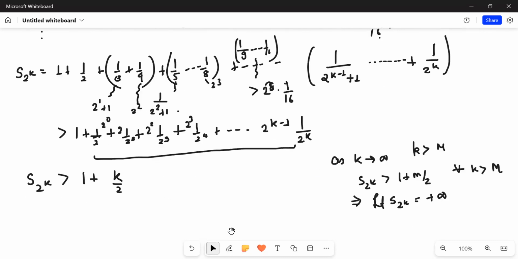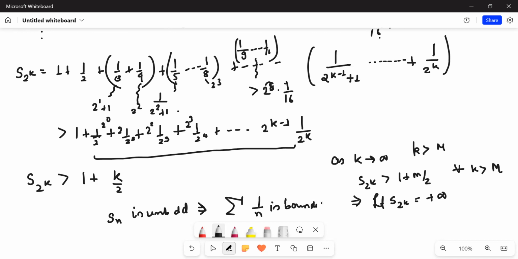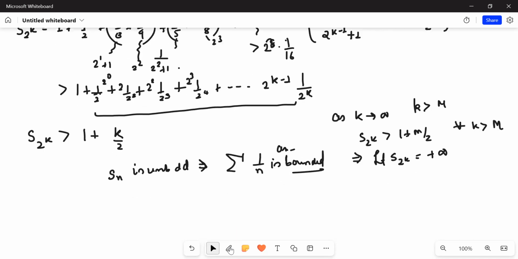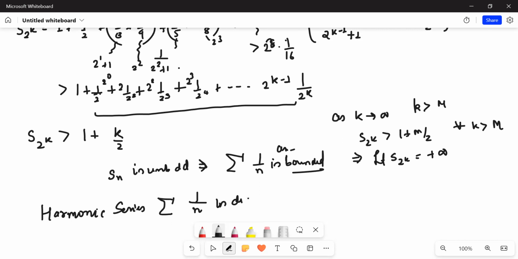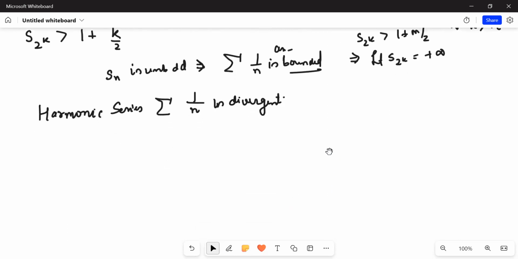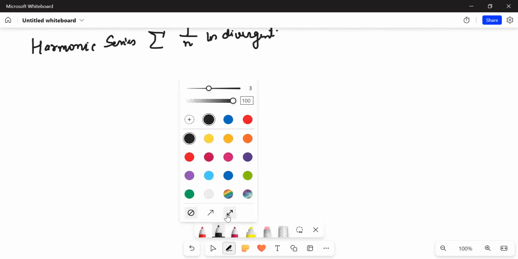And since S_{2^k}, which is a subsequence of Sn, is unbounded, it implies that my series summation 1 upon n is unbounded. Because for the series summation 1 upon n to converge, the sequence of partial sums should remain bounded. And therefore, summation 1 upon n is a divergent series. Okay. Now, a few things that are very important that we should take note of.